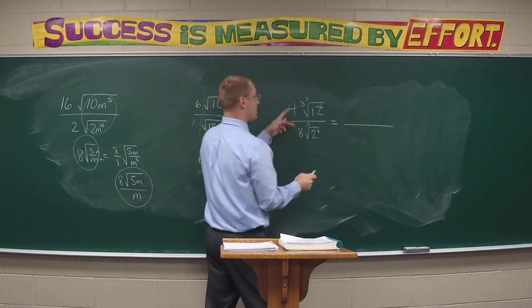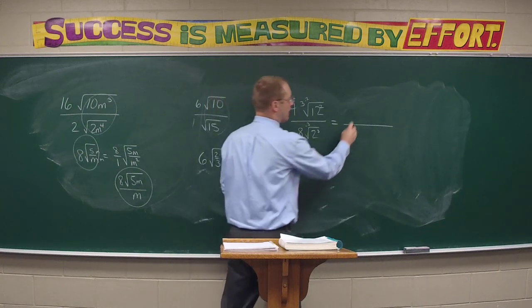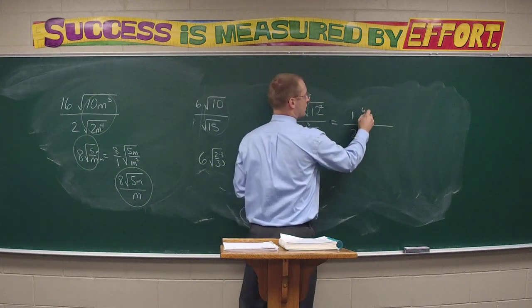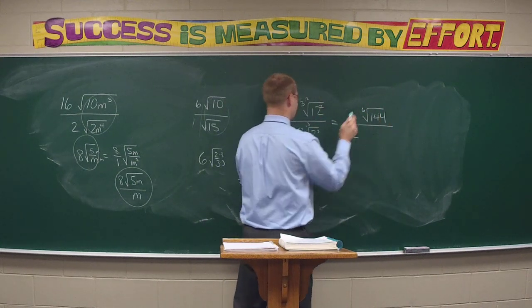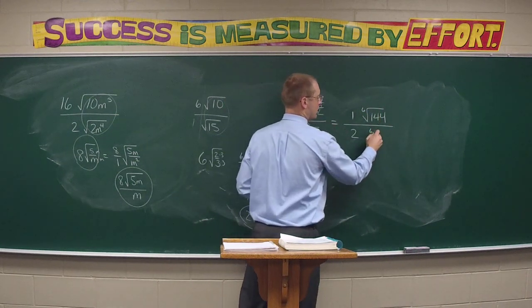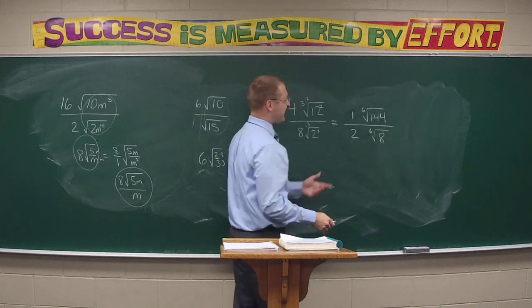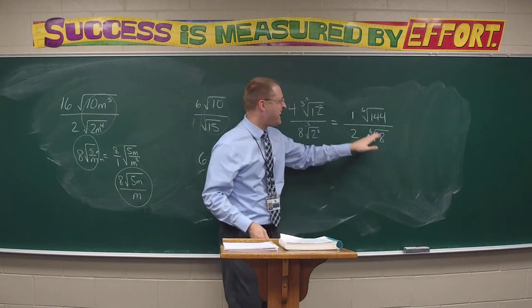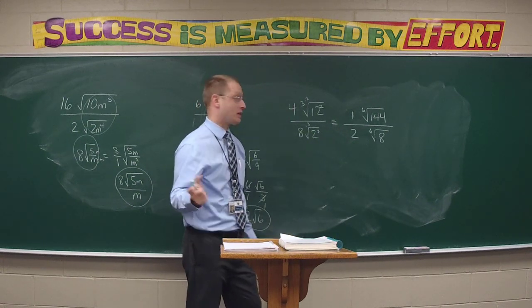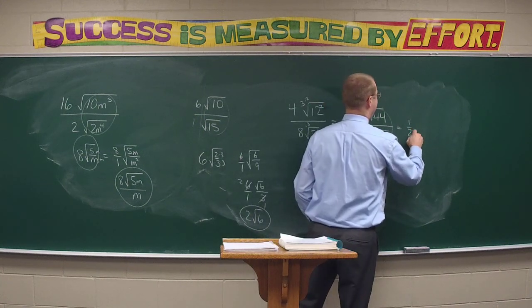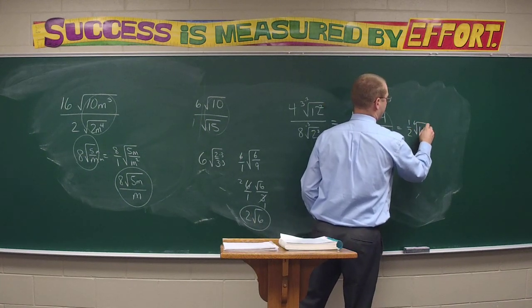Okay, so let's go ahead and reduce the 4 eighths to get 1 half. And then here it becomes 8. There we go. And then can I divide 144 by 8? Anyone? Yeah, it comes out evenly, doesn't it? So then we end up getting 1 half times the 6th root of 18.